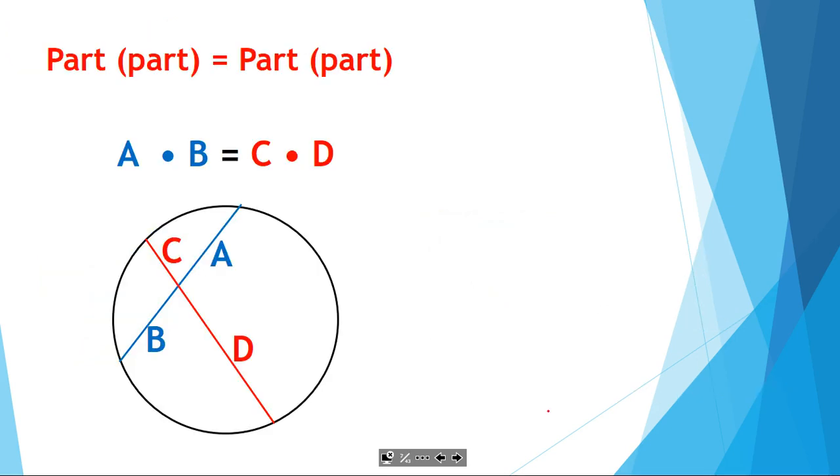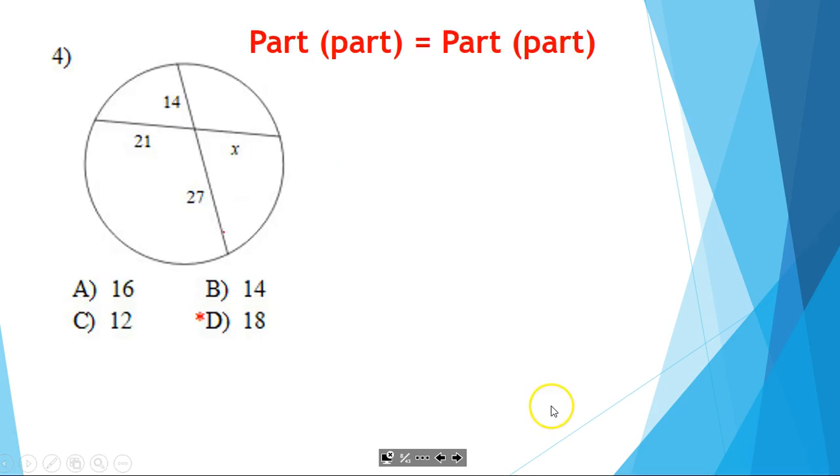Our next concept is when we have two chords that intersect inside a circle. We're going to multiply the part of a chord times its other part, and we're going to set that equal to, again, part times part. So look at your worksheet and find the problem that looks like this one, number 4. The real key with circles information is that we need to know what formula to use with what problem or question and what image. So on this one, we're going to have part times part equals part times part. Go ahead and write that down next to number 4.